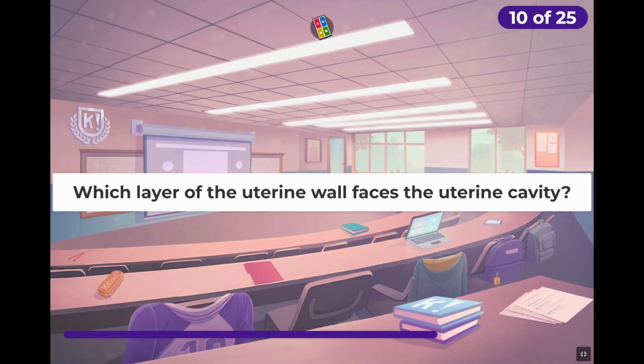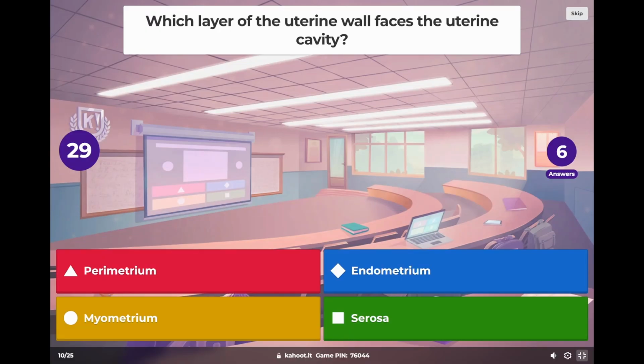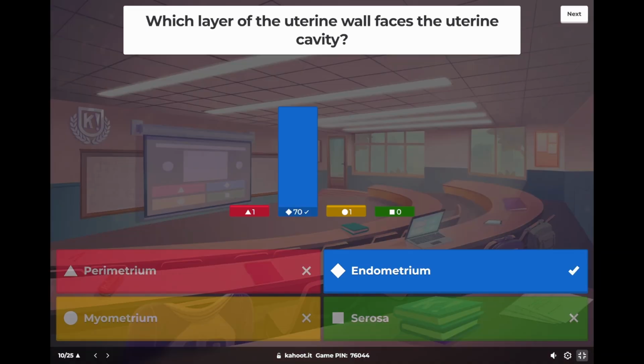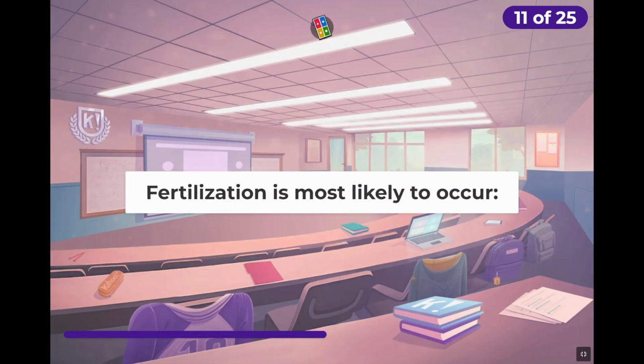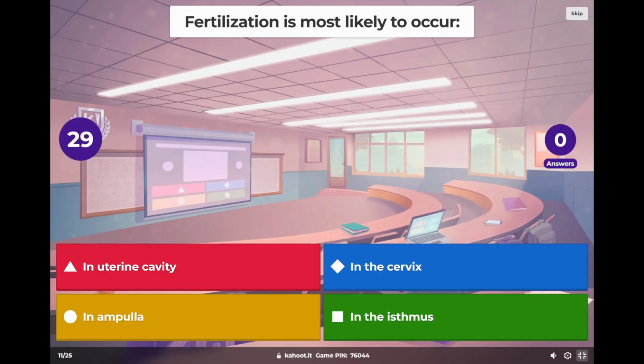Okay, which layer of the uterine wall faces the uterine cavity? So what is the innermost layer of the uterus? Okay, very good. And we got that one. Okay, fertilization is most likely to occur where?